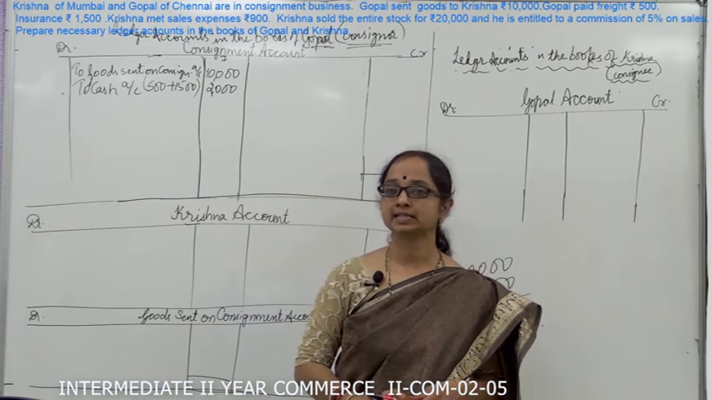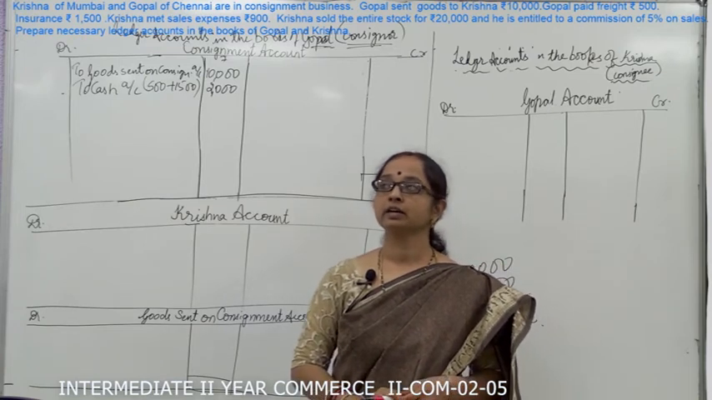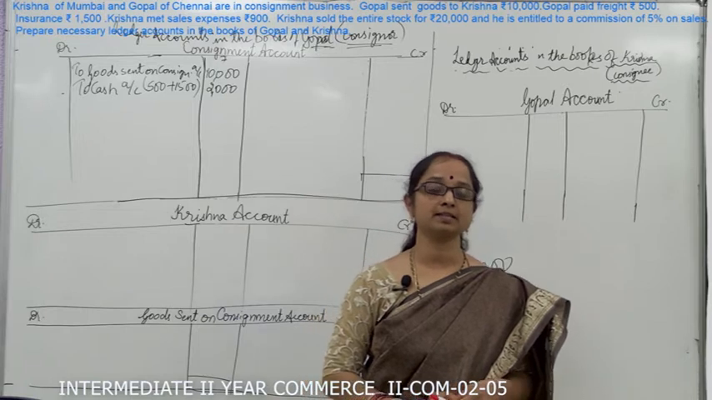And what is our next statement? Next statement is that Krishna met sales expenses 900 rupees.